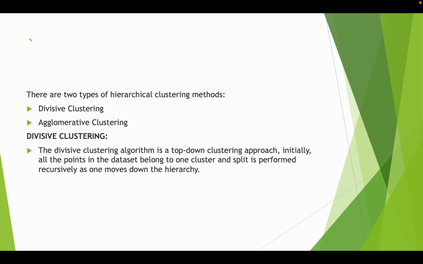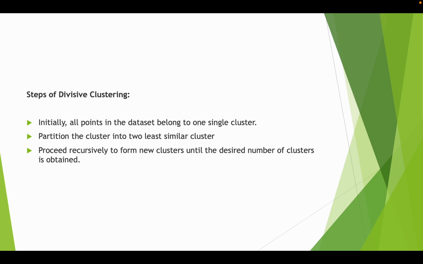Let's talk about the two types of hierarchical clustering methods. The first is divisive clustering and the other is agglomerative clustering. I'm going to talk about divisive clustering. It is a top-down clustering approach where the points in the dataset belong to one cluster and the split is performed recursively as one moves down the hierarchy.